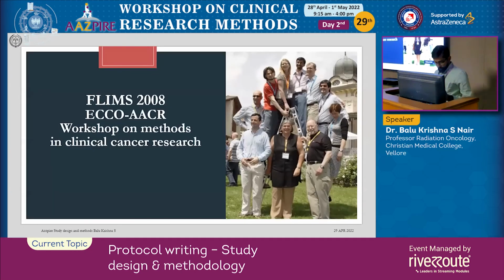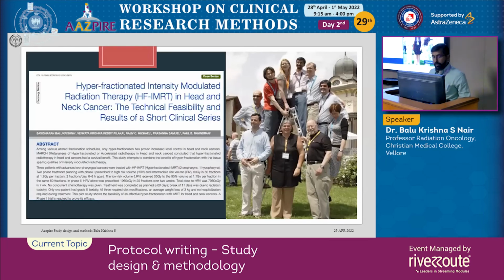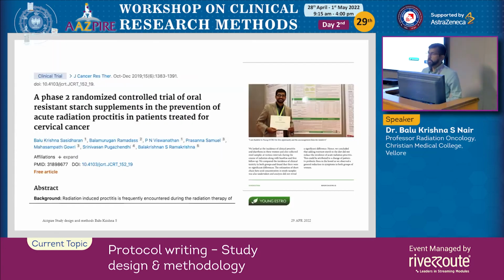Like I said, in 2008, I attended this workshop. That's where I got this idea, when IMRT had just come in, of whether to do hyperfractionated IMRT. At the end, I ended up doing a case series. I did some 6 patients and published it. But probably the question you ask here is not what you're going to do as your big trial. Probably the next one. That's what happened to me. The next one I did, I could actually go through an RCT, get funding, and publish it.